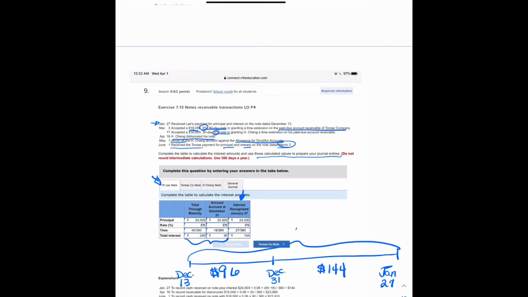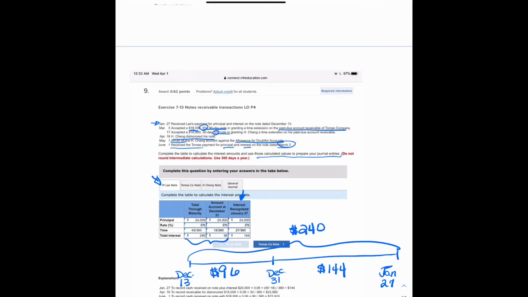If we looked at this on a calendar, what you would see is from December the 13th to December the 31st, we needed to accrue $96 in interest. And from December the 31st to January the 27th, we will accrue $144 of interest. But over this entire period, we will accrue the entire $240. And that's exactly what we see here. It just gives us more detail and allows us to break this down so that we may better prepare our journal entries in a more easily done manner.